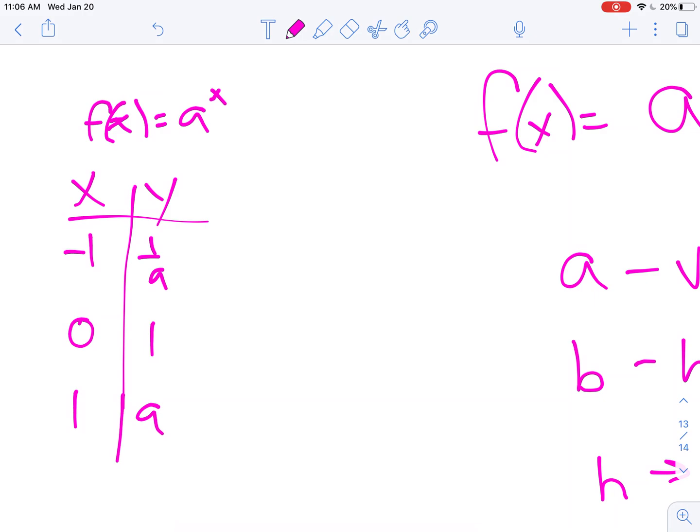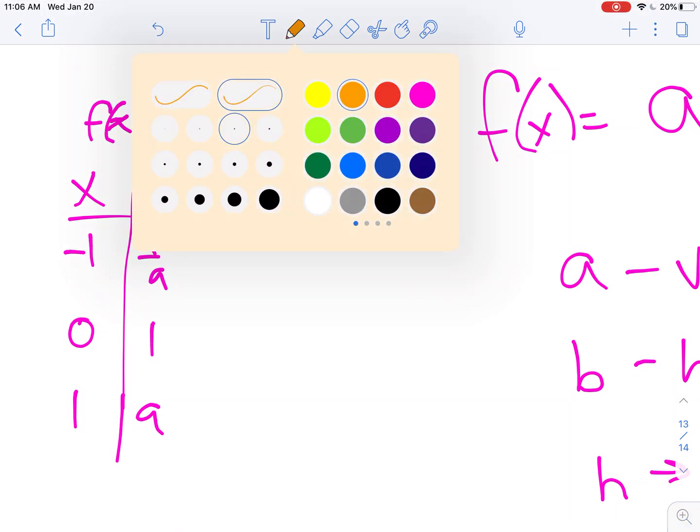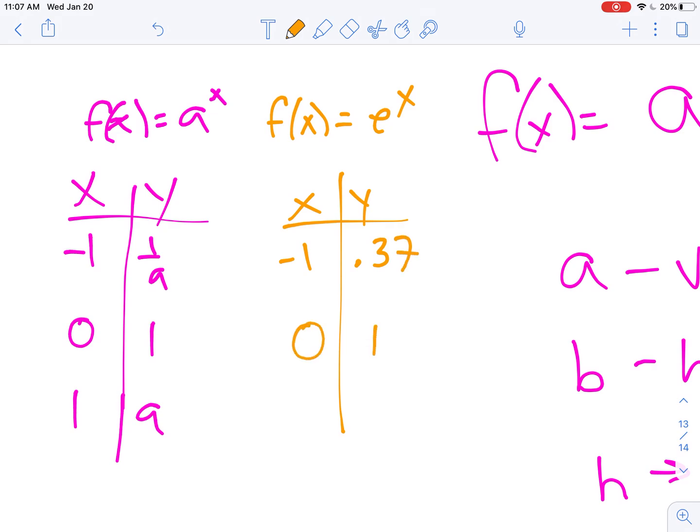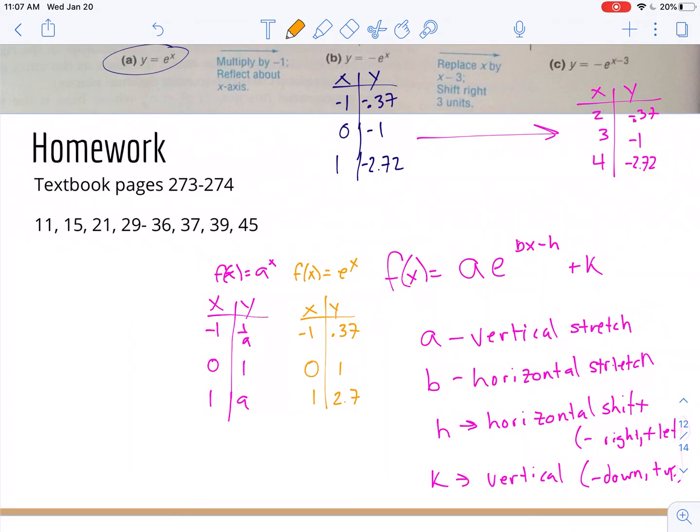And then we have something a little bit more specific for e to the x. And again, it still holds the same idea as a to the x, but we know what e is. So if you have an x of negative 1, you have a y of 0.37. If you have an x value of 0, y is still 1. And if you have an x value of 1, your y value is 2.72. And we can use those 3 points to graph our transformations, abiding by the exact same transformation rules we've been learning since 2.5.